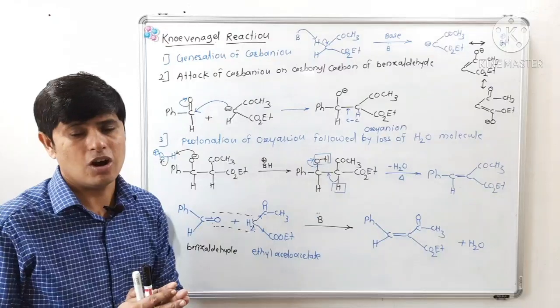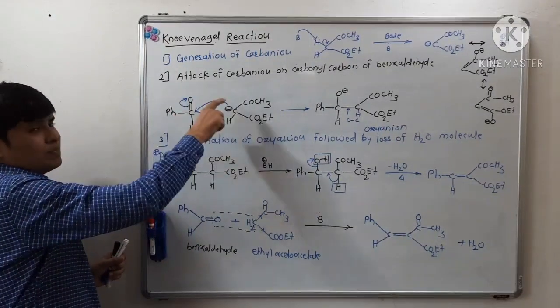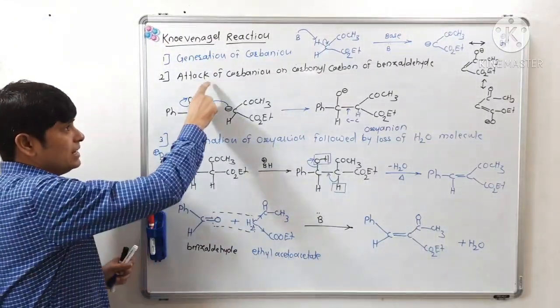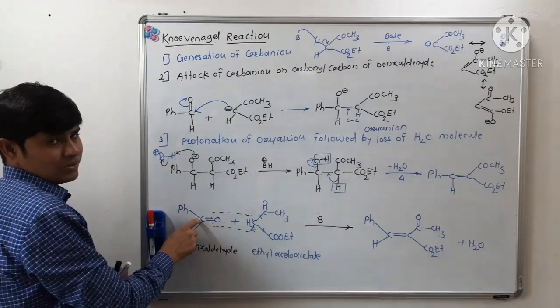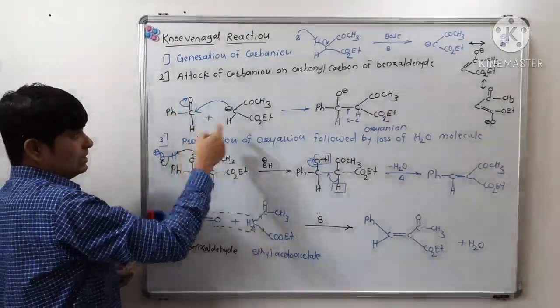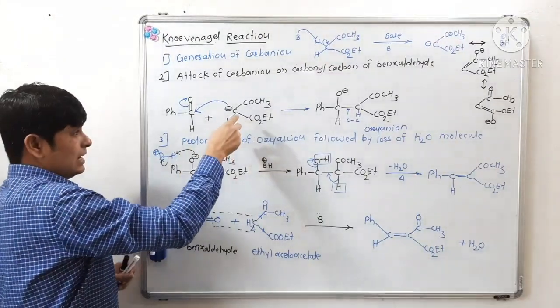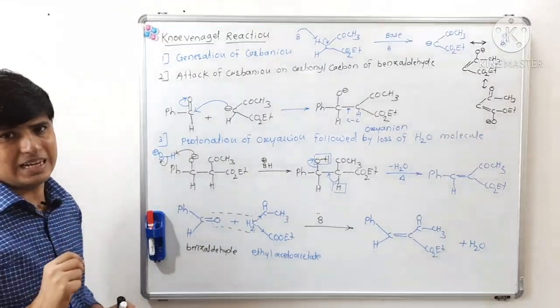Thus the carbanion is stabilized. Now in the next step, what is the second step? Attack of that carbanion on the carbonyl carbon of benzaldehyde. So write the benzaldehyde molecule, write that carbanion, and show the attack of this carbanion on the carbonyl carbon of benzaldehyde.